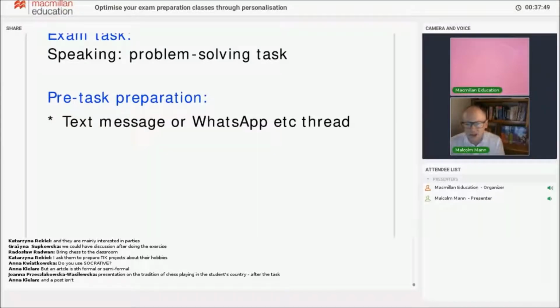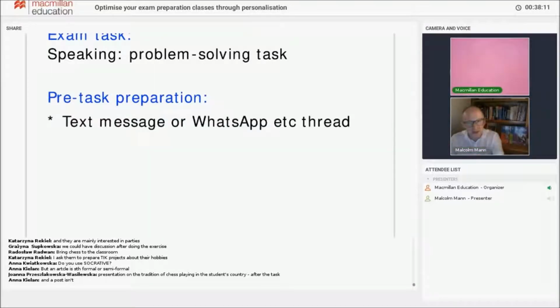So that's a very simple but effective preparation task for the exam practice task. Because of course, the writing of text messages or a WhatsApp thread is very, very informal. The register is essentially the same register as speaking. So it's not even as if they'll have to do a different register.